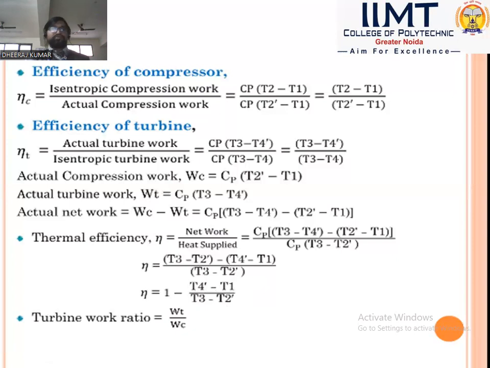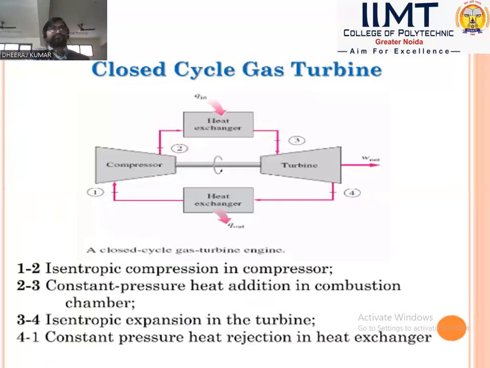Turbine work ratio is defined as turbine work to the compression work. This is another type of gas turbine, the closed cycle gas turbine. In the closed cycle gas turbine, air is recirculated again and again. There are four major components used in a closed cycle gas turbine: first is the compressor, second is a heat exchanger, then the turbine, and another heat exchanger.